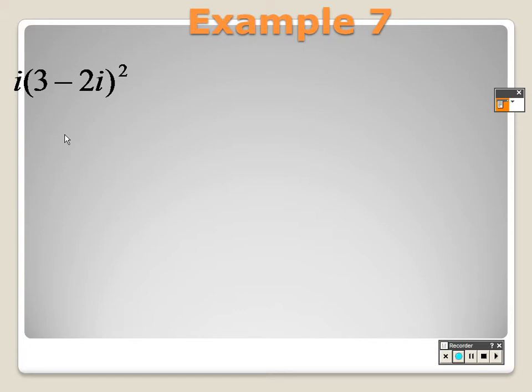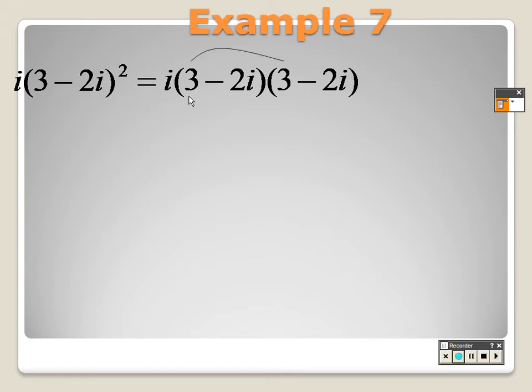Alright, with this one, basically remember, this is a no-no. Do not just square two things and leave it at that. It means I have this parentheses twice, right? 3 minus 2i, 3 minus 2i. So let's FOIL. 3 times 3 is 9.